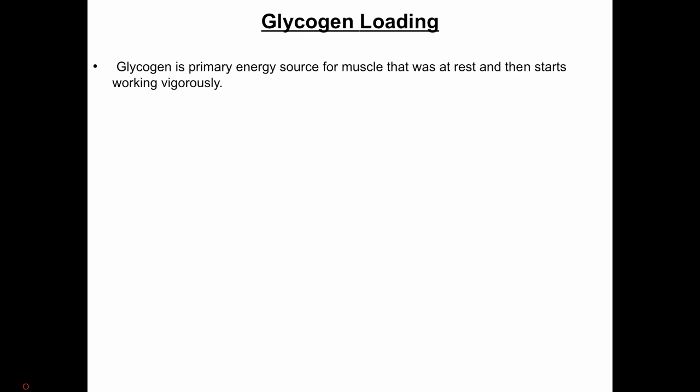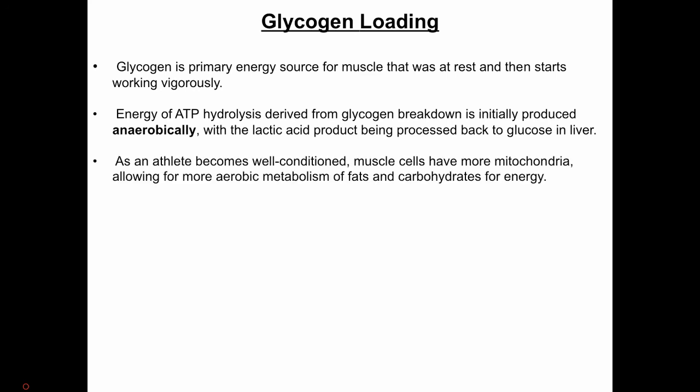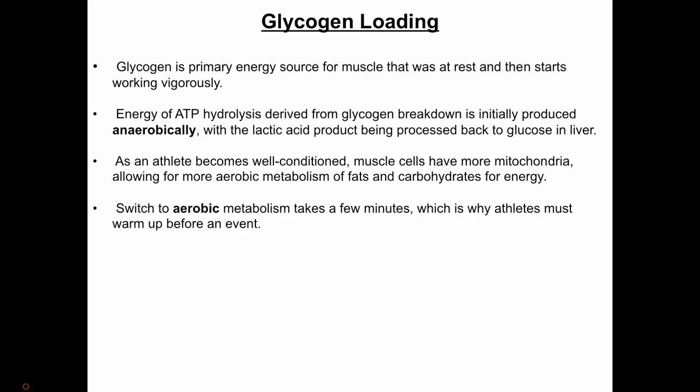Just a word on glycogen loading. Glycogen is the primary source for muscle that was at rest and then starts working vigorously. The energy of ATP hydrolysis that's derived from glycogen breakdown is initially produced by anaerobic glycolysis, with the lactic acid product being processed back to the liver as glucose through the Cori cycle. As an athlete becomes well conditioned, the muscle cells actually generate more mitochondria, allowing for more aerobic metabolism of fats and carbohydrates for energy. Switching to aerobic metabolism takes a few minutes, which is why athletes must warm up before an event.